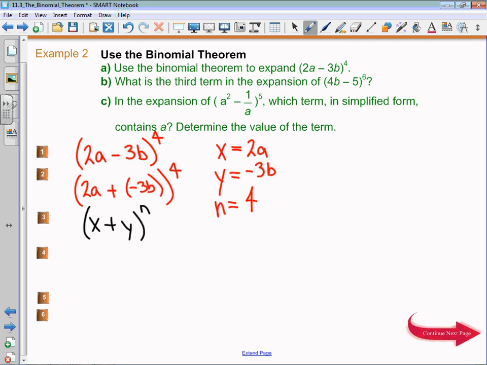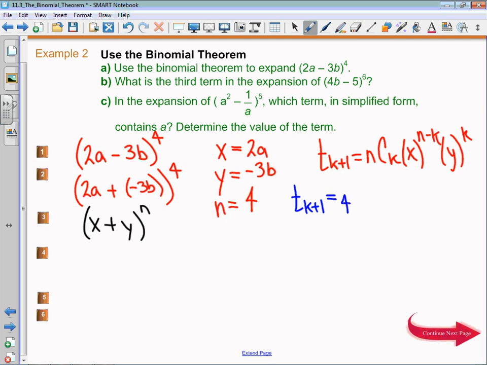And the reason why that's so important is our formula gives us the expansion in terms of x and y. And what we're doing is identifying that for this particular example, x can be replaced with 2a and y can be replaced with negative 3b. And n can be replaced by 4. And I want to do that just like I did in the previous example, that I could say now that term k plus 1, and we're going to manipulate k to find different terms, is equal to 4 choose whatever we make k times 2a to the power of 4 minus k times negative 3b to the power of k.